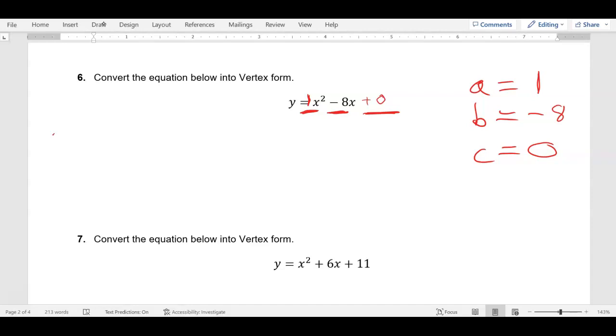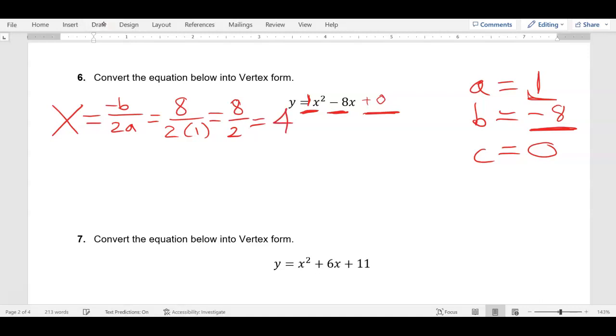Okay, so first thing we want to do to find x, if you remember the formula, negative b over 2a. Now, negative b is the opposite of this b, so it's positive 8, over 2 times a, which is just 1. 2 times 1 is 2, so what is 8 divided by 2? 4. Okay, that's my h. H is 4. Now, I'm going to take that original equation and replace every x with a 4. So right here, the first thing I see is x squared, so that's parentheses 4 squared, minus 8, and then instead of x, I'm going to put parentheses 4. I don't have to put the plus 0 because that's not going to add anything to it, okay?